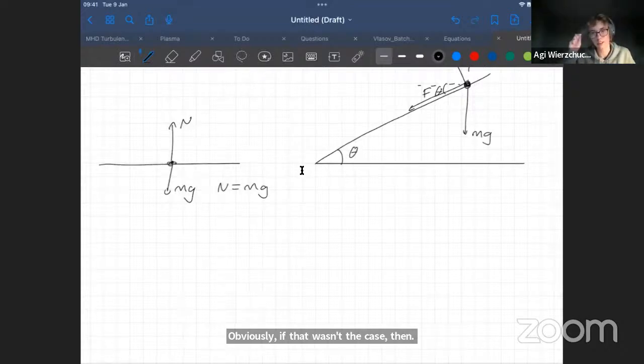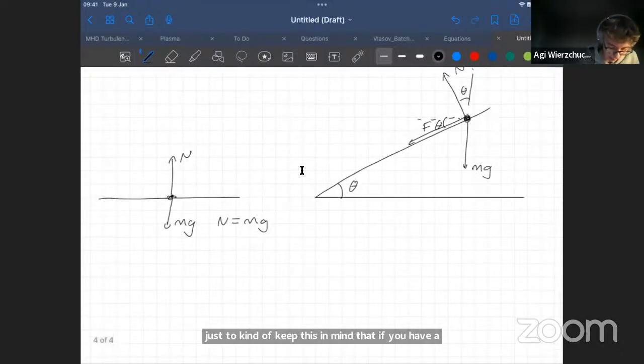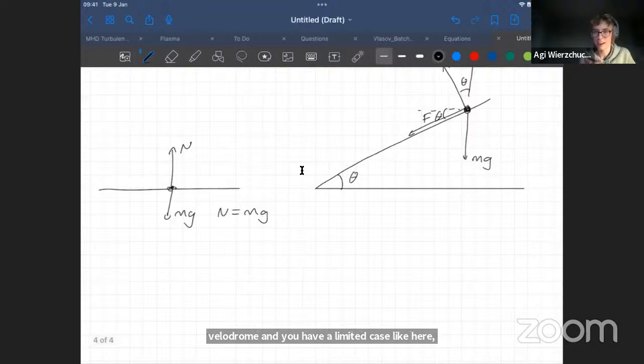But just keep this in mind: if you have a velodrome and a limiting case like here, because we want a maximum speed, then if we're slipping inside, clearly we're not going fast enough. The limiting speed is going to be when we're getting pushed outside. Anyways, that's why the banking is necessary.